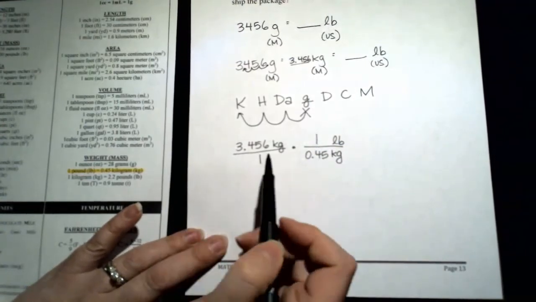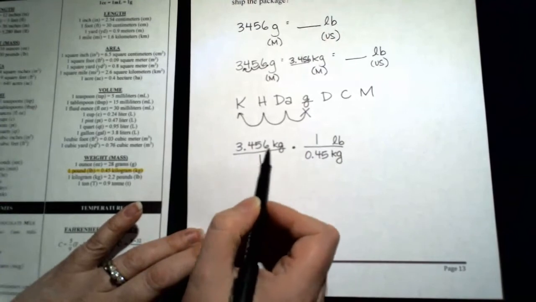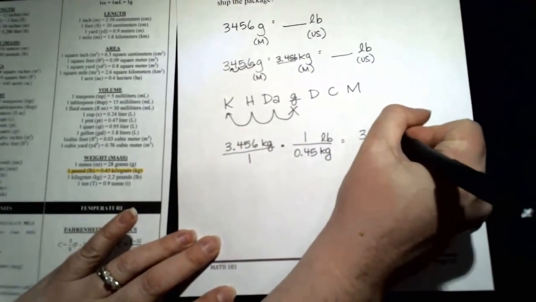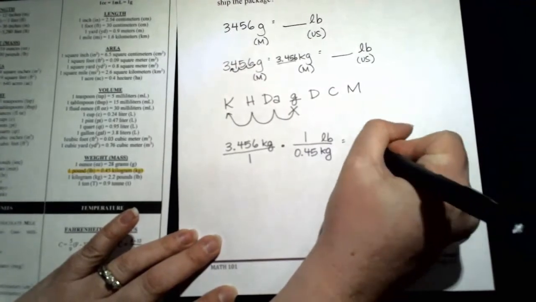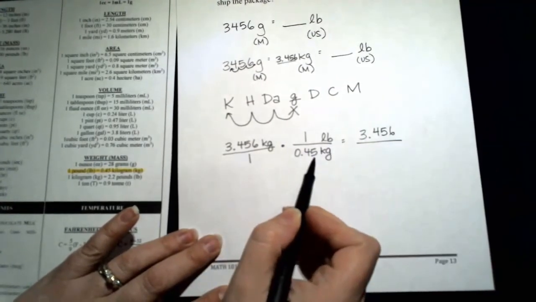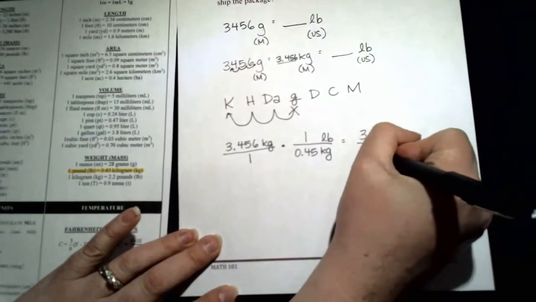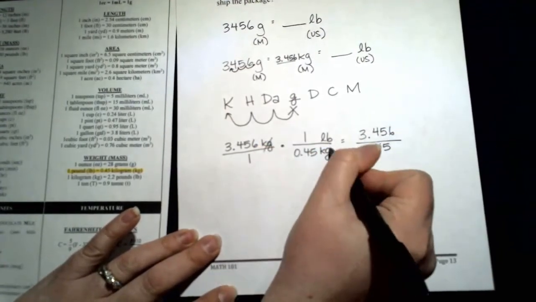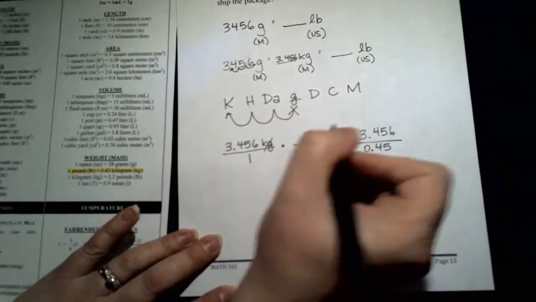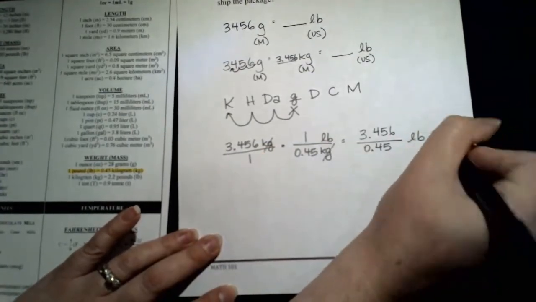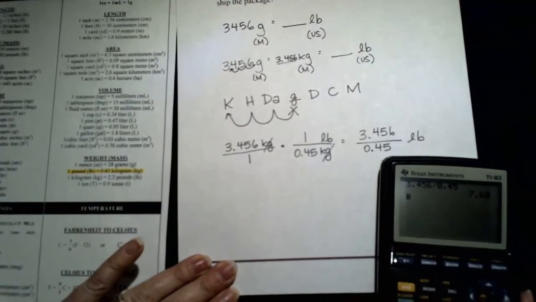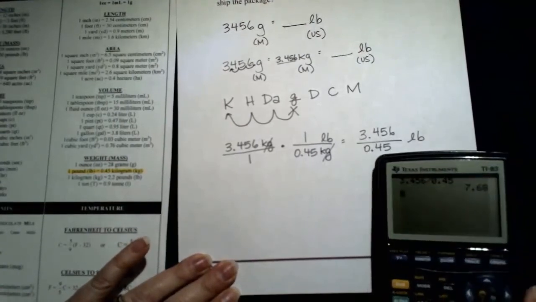Next, I'm going to take it straight across. So 3.456 times 1 over 1 times 0.45. The kilograms cancel. The pounds is the new unit. And since I'm looking at this fraction, I know I need to divide. So once I did that, I got 7.68.